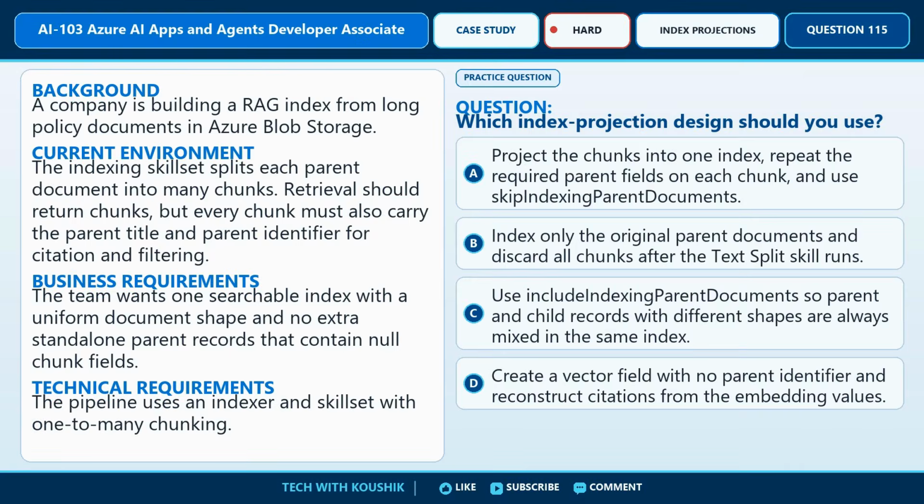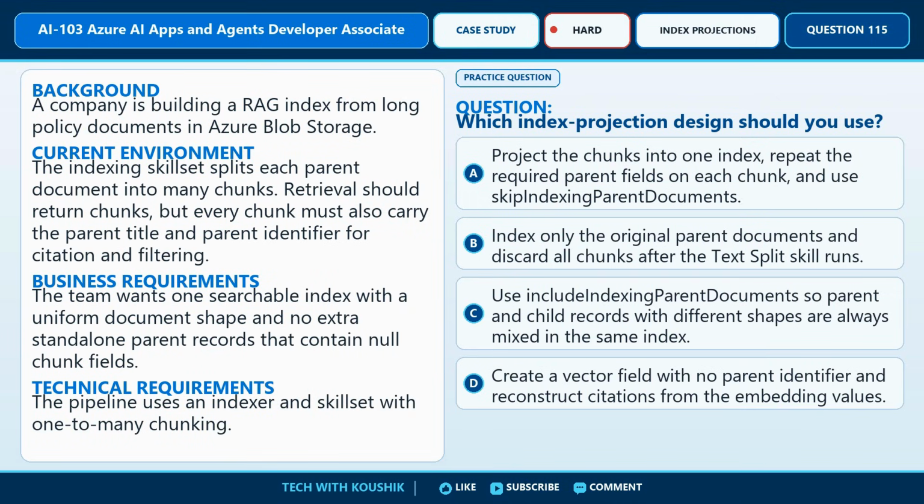The next item is question number 115. Background. A company is building a RAG index from long policy documents in Azure Blob Storage. Current environment. The indexing skillset splits each parent document into many chunks. Retrieval should return chunks, but every chunk must also carry the parent title and parent identifier for citation and filtering. Business requirements. The team wants one searchable index with a uniform document shape and no extra standalone parent records that contain null chunk fields. Technical requirements. The pipeline uses an indexer and skill set with one-to-many chunking. Which index projection design should you use?